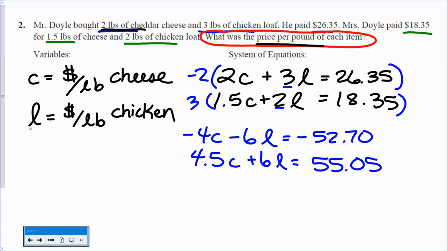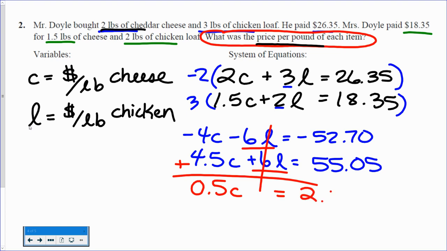Okay, now when I take a look at these and I'm ready to add them together, I should see that I'll be able to eliminate the L's. So I multiplied by something that was a good choice. Okay, so then when I go and add these together, negative 4c plus 4.5c would be 0.5c. Those would be eliminated. I've canceled out my chicken loaf. And then negative 52.70 plus 55.05 would come out to be 2.35. Divide both sides by 0.5. And C would be 4.7.